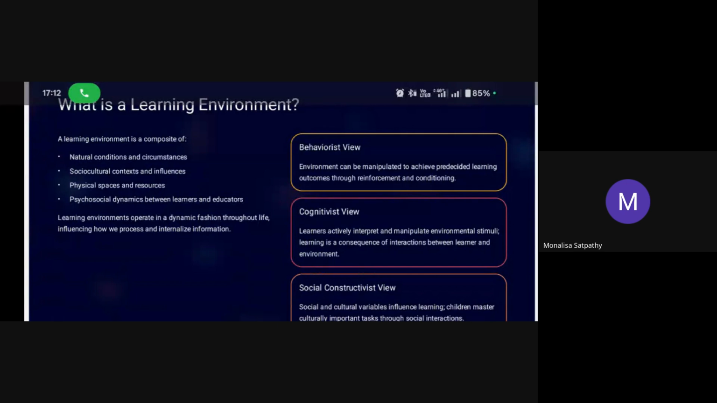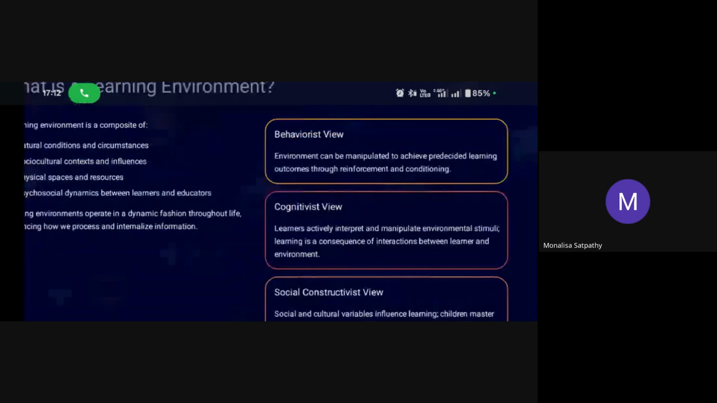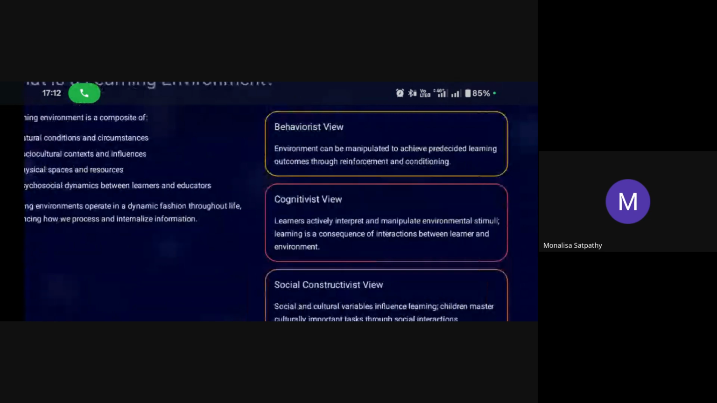So we can say in a single word, a learning environment is that environment which helps us in the process of growth and development, and which helps us in the modification of behavior. That is the meaning of learning environment. And now talking about the learning environment from a different view, from different schools of psychology.